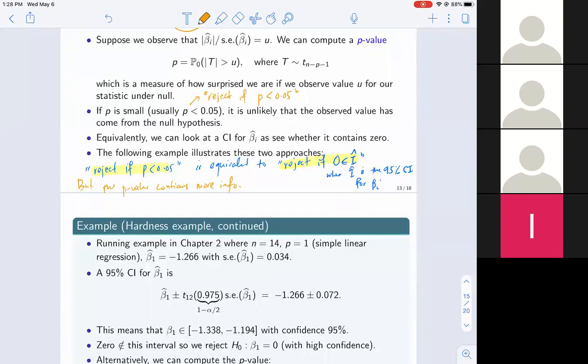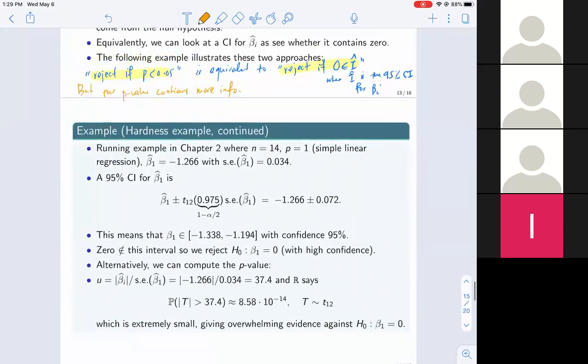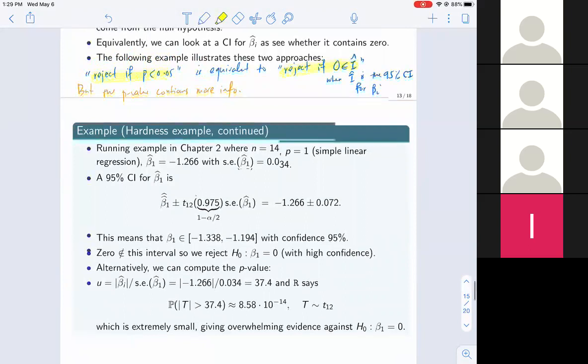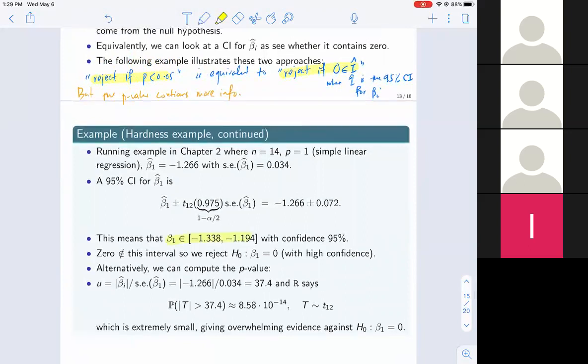Okay. Questions? Let me do an example and then you can think of questions. Maybe it becomes more clear. So again, back to our example, this was the confidence interval that we built. Now if you want to do the p-value approach, so first, 0 does not belong to this interval, so we should reject the null at level 5%.